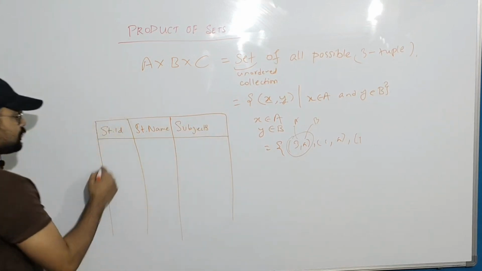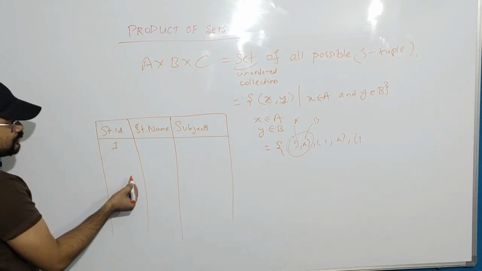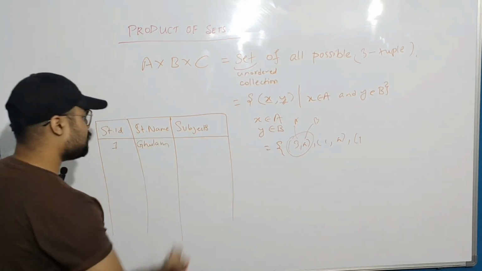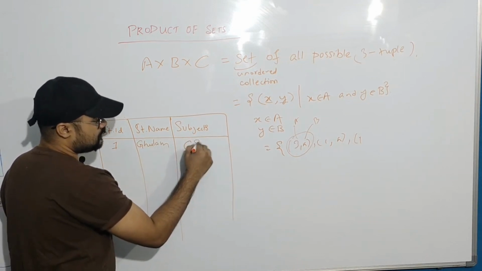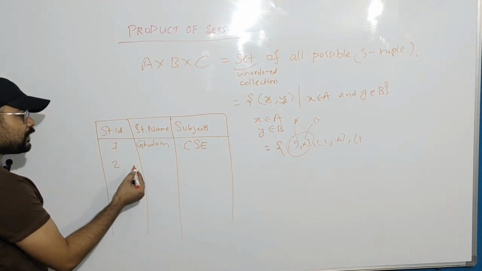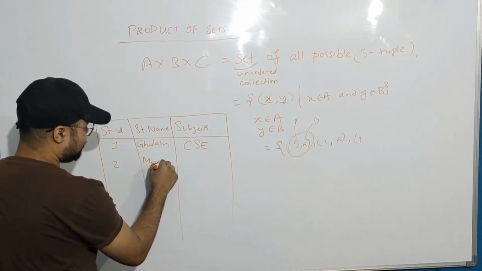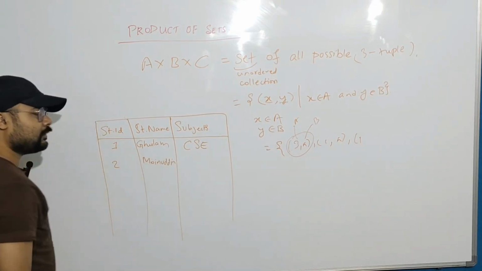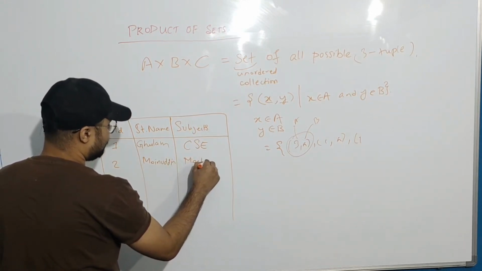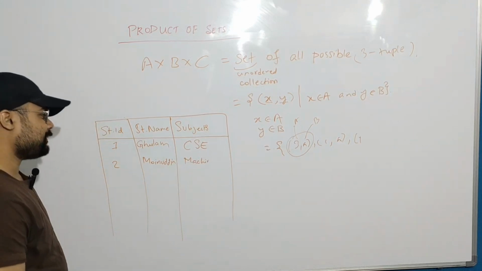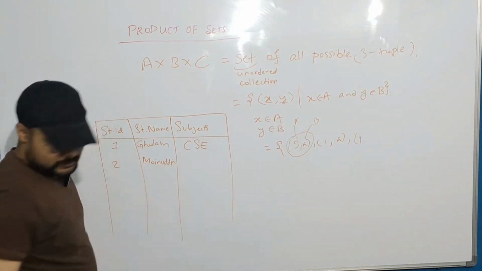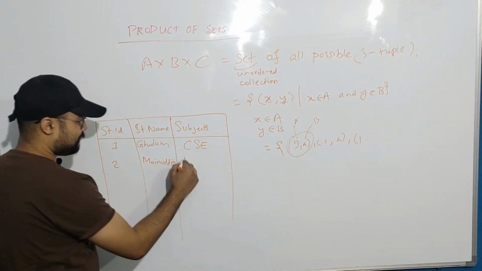Okay, so student ID, let's say the first student is Gulam, and the subject that he studies is computer science and engineering. And the second student's name is Moinuddin, and he studies, let's say, machine learning. Machine learning comes under computer science. Artificial intelligence also comes under computer science. Okay, he is a master of physics.